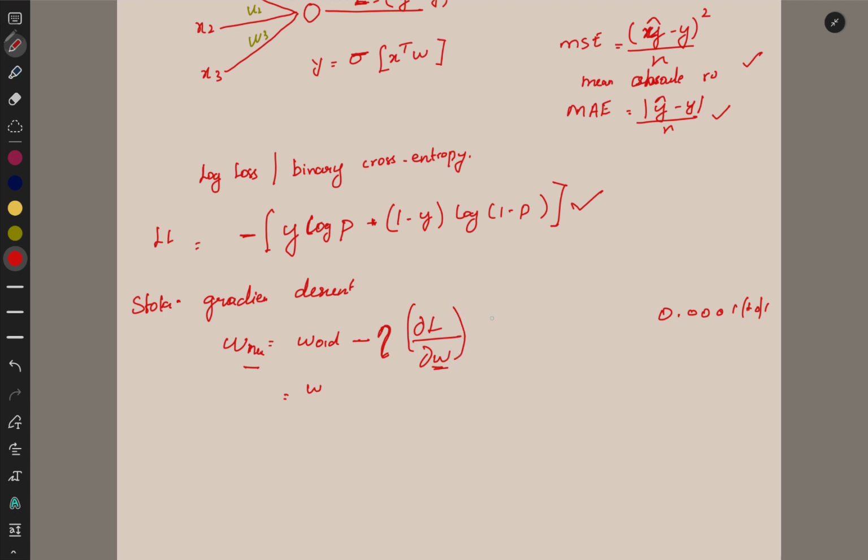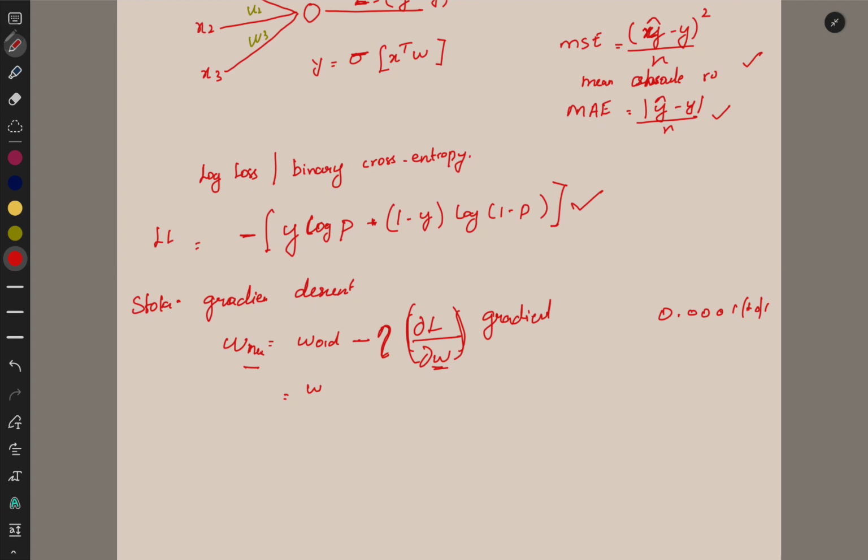Okay, this is what is known as the gradient. This term is known as the gradient. After finding the gradient, we multiply it with the learning rate and we update the weights. Okay, this is what happens when you say training a network. Let me now summarize everything.